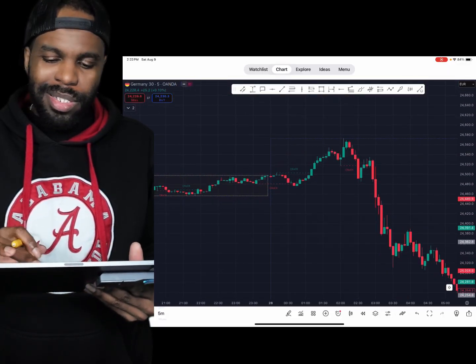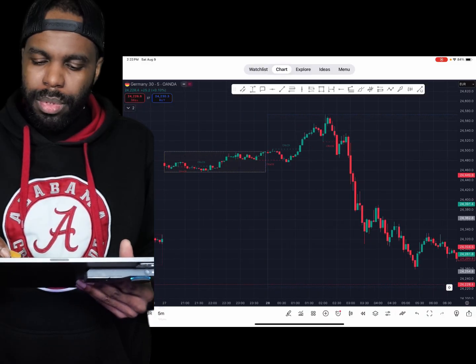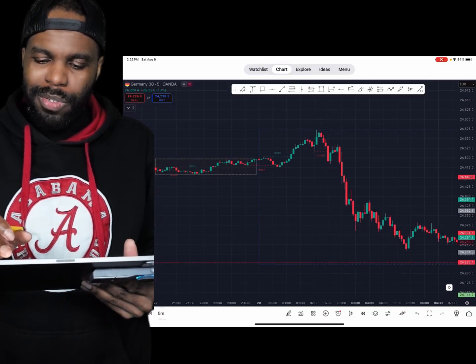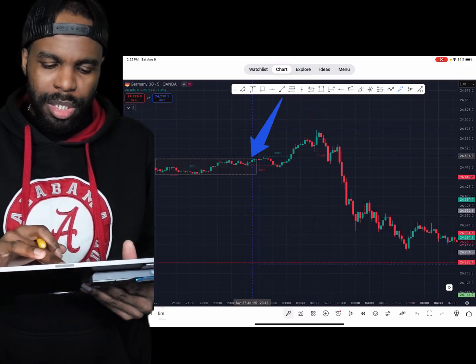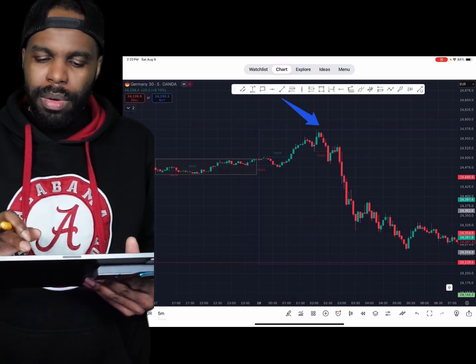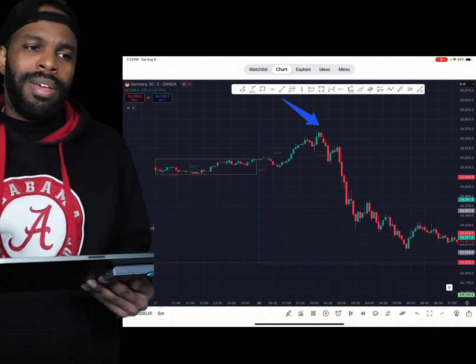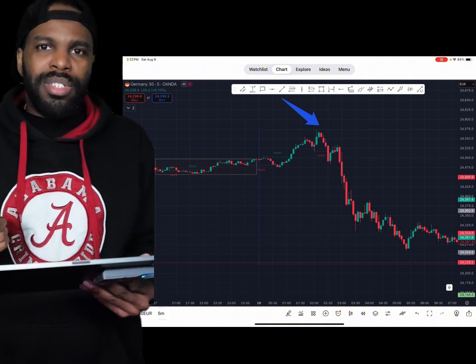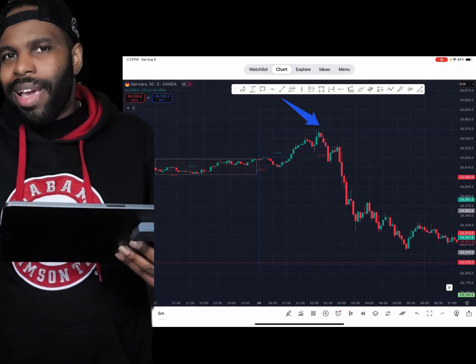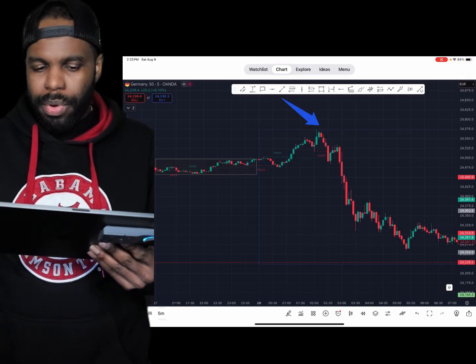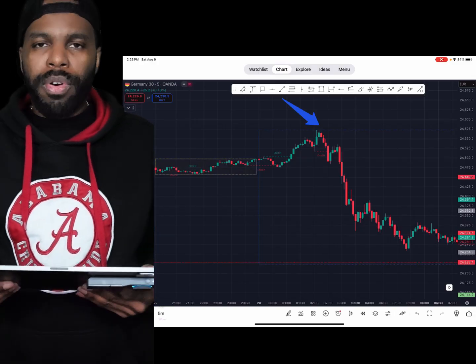Now I already see a session sweep here. Okay. I see a session sweep here. As you can see here, the London session swept the Asian session. Okay. Whenever you see the current session sweeps the previous session, there's most likely a reversal coming. Okay, there's most likely a reversal coming.